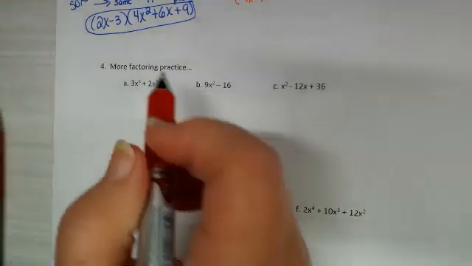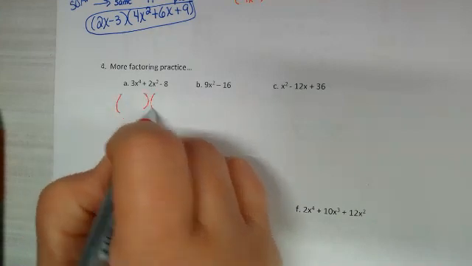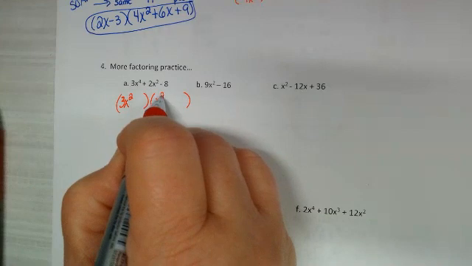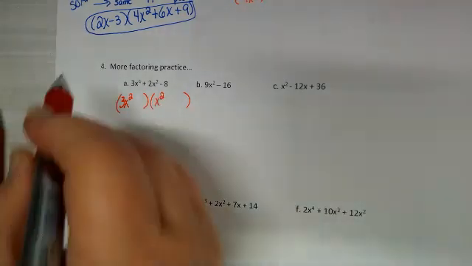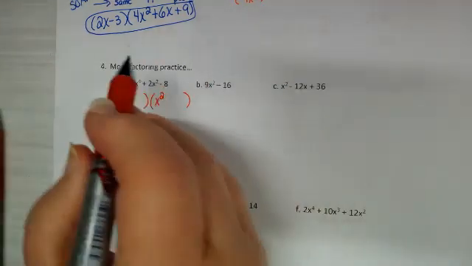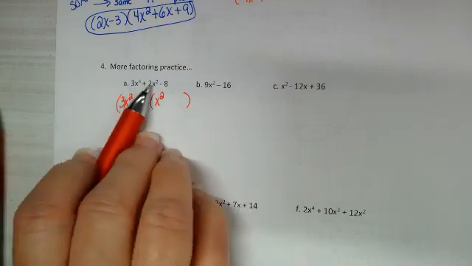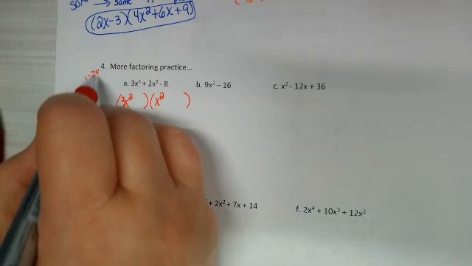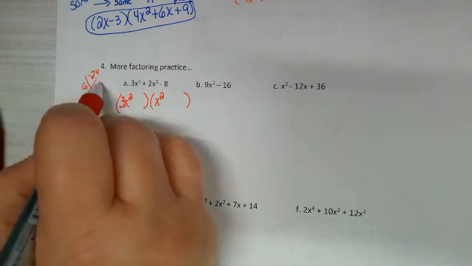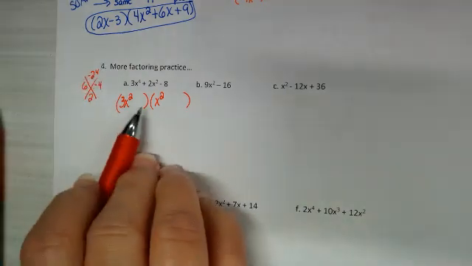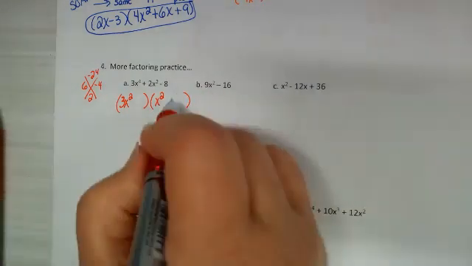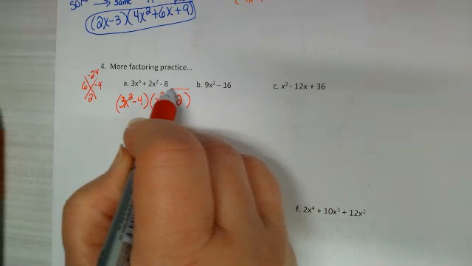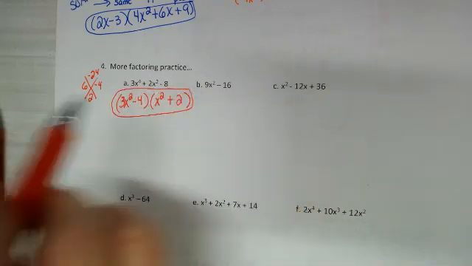3x to the fourth, I'm going to split that up into a 3x squared and an x squared. Now, if you put this one into a box, you could. We need factors of negative 24 that add up to 2. So I think I'm going with 6 and negative 4. So I'm going to make my outer term a positive 6 and my inner term a negative 4. And I am done factoring.